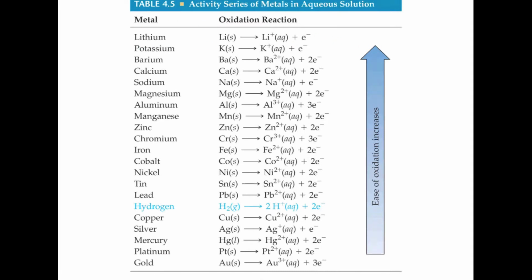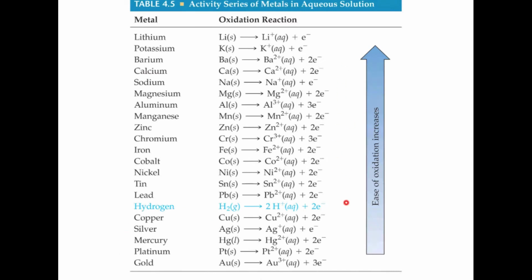So lithium, very easily oxidized. Gold, however, not so much. And that should make sense. Look at what's on the bottom of this list. Things like gold and platinum and silver, high-value metals. Wouldn't be so good if these metals were very easily oxidized. In fact, they wouldn't be as precious as they are if that was the case.